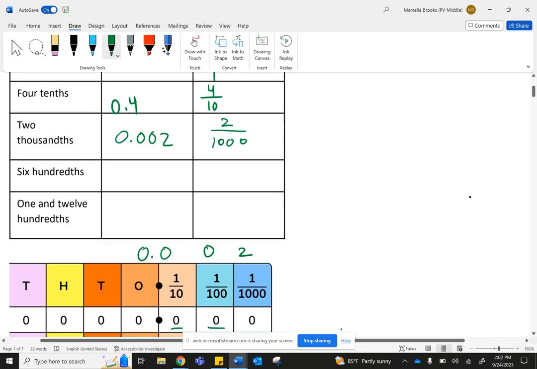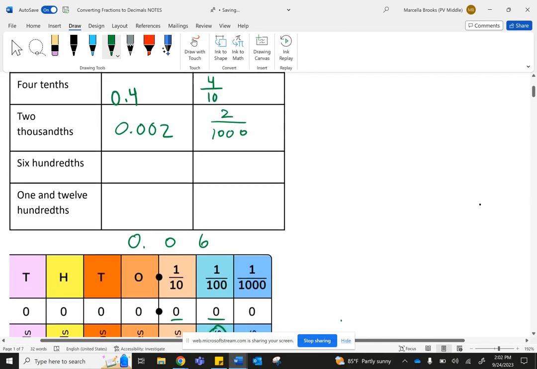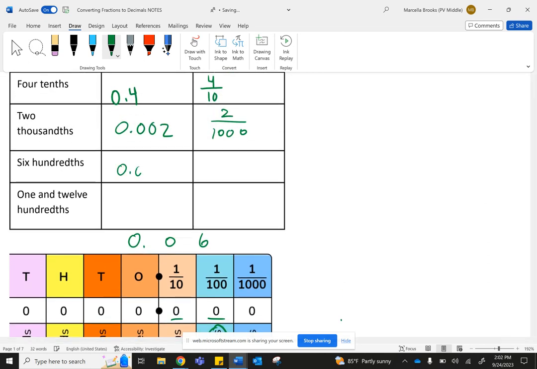Next, we have 6/100ths. Here are hundredths right here. So that means I go 0, 0, hundredths. We put a 6 in the hundredth spot. So 0.06 and then 6 over 100.